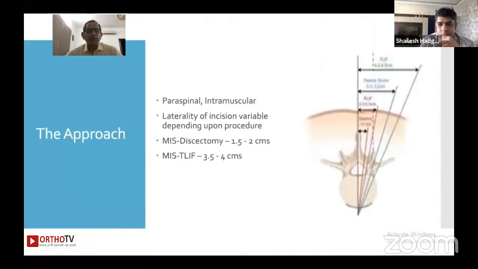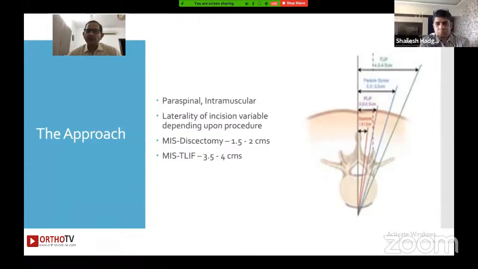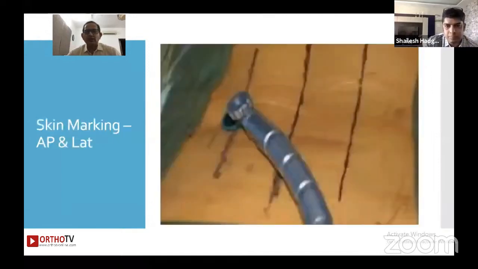A quick look at the approach. It is mainly a paraspinal and intramuscular approach. The laterality of the incision varies depending upon the procedure. Whether you do an MIS discectomy or decompression, it is going to be about a centimeter and a half to 2 centimeters lateral, as compared to an MIS TLIF, which requires a lateral incision of about 3.5 to 4 centimeters depending upon the width of the patient. You tend to make skin markings like this, especially in the fusion cases.